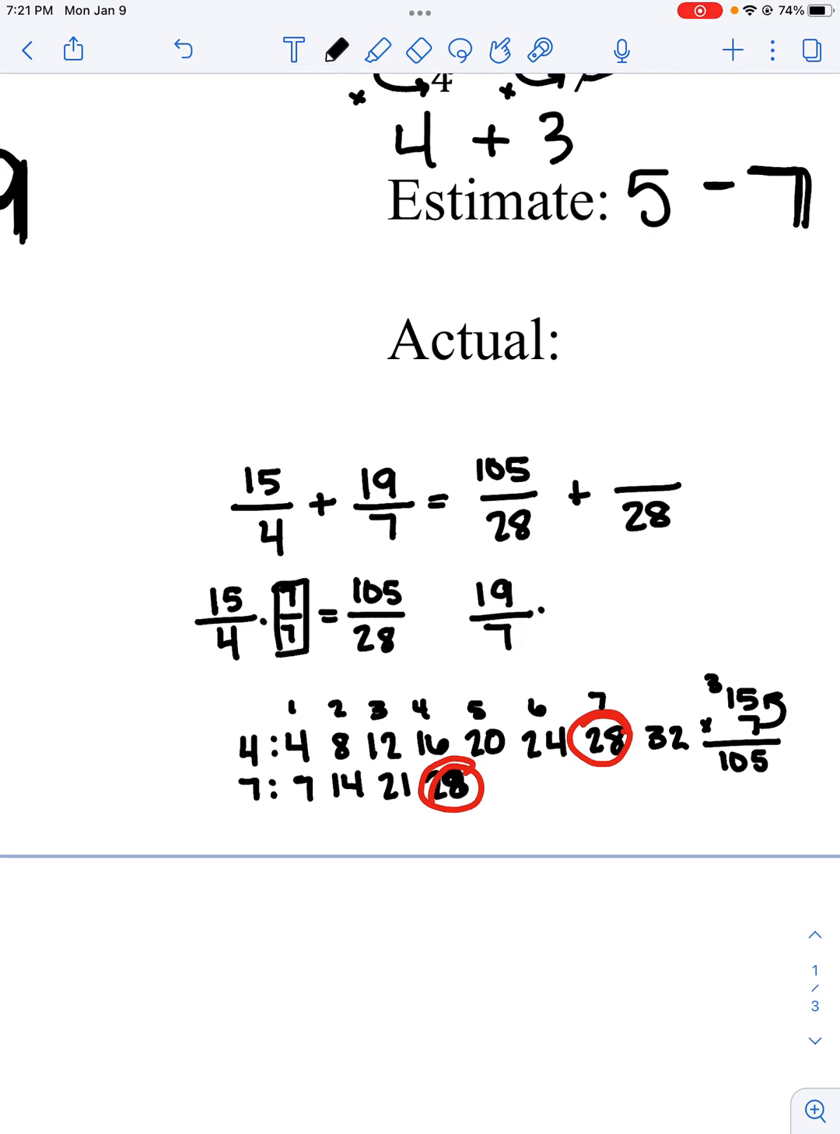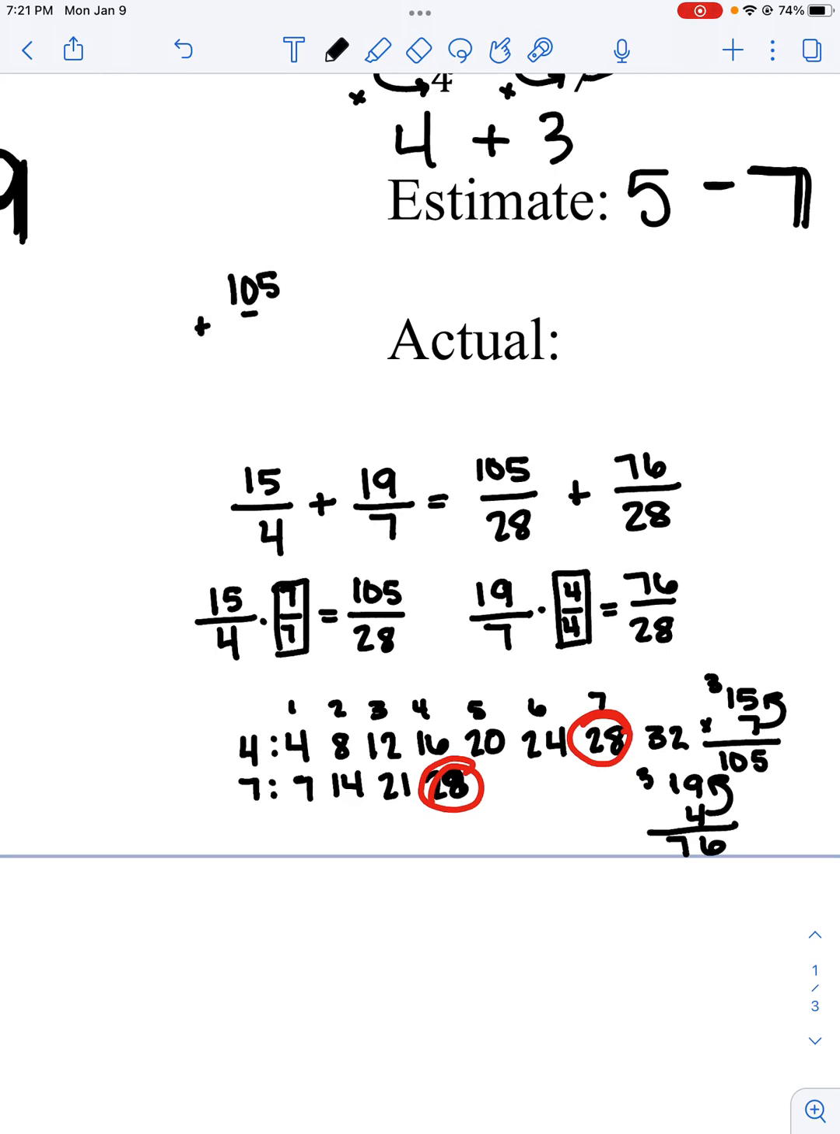I do the same thing with 19/7. I make a giant 1. Figure out my fraction over 28. 7 times 4 is 28. 19 times 4. 4 times 9 is 36. 4 times 1 is 4, plus 3 is 7. It's 76.